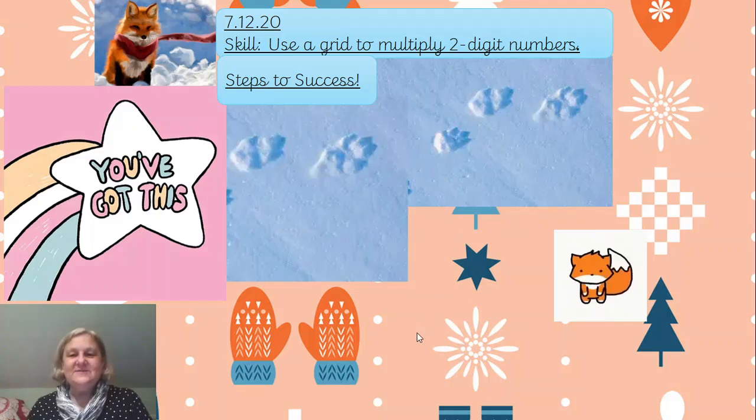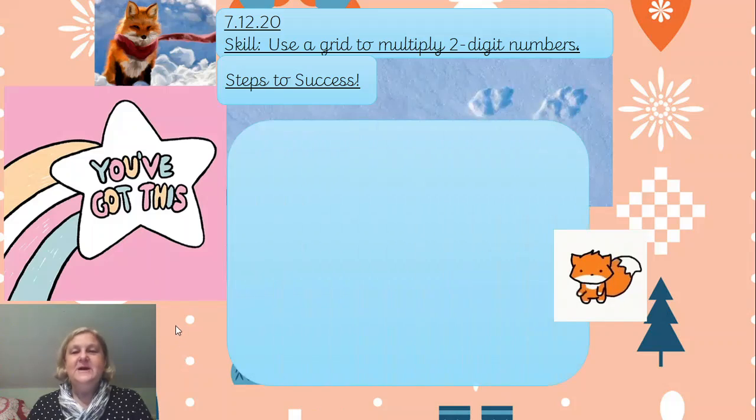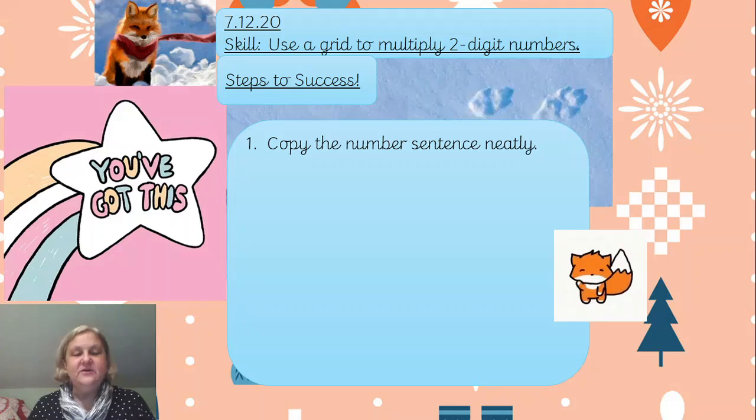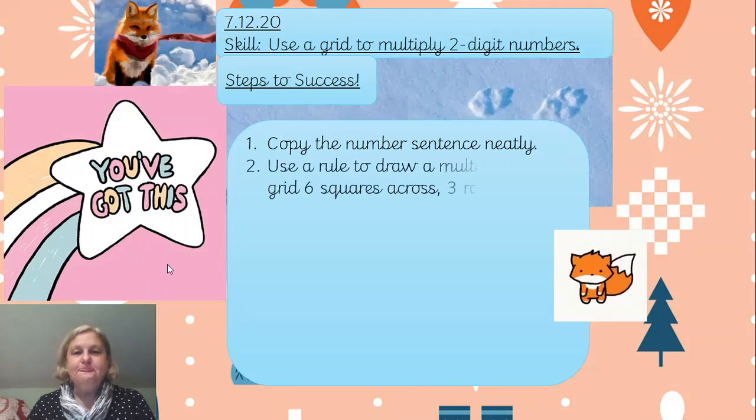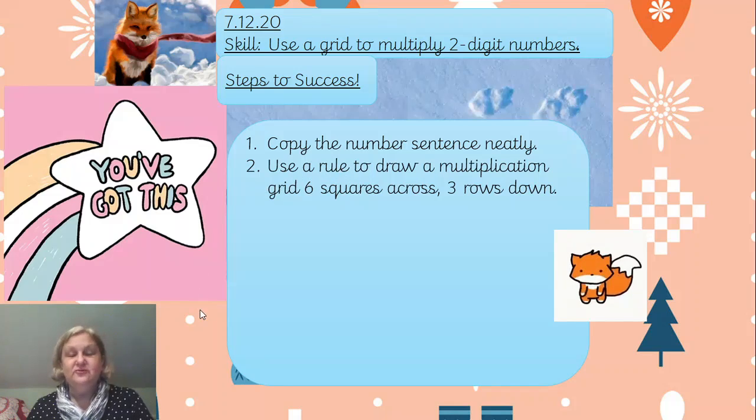And we've got our steps for success, and hopefully this little guy here will help us along our way. You've definitely got this, I'm sure. So you're going to copy that number sentence neatly. If you've printed out the worksheet, then that's absolutely fine. You won't need to do that. Use your ruler. Use a ruler or a rule. It's actually another name for a rule.